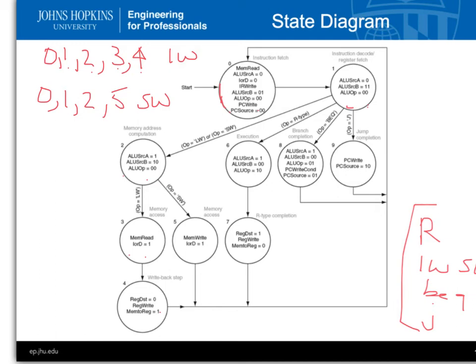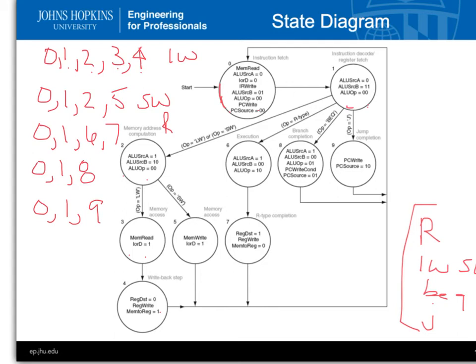R type is going to do 0, 1, 6, 7. So that's 4 cycles. Branch on equal is going to be 0, 1, 8. And jump is going to be 0, 1, 9. So they're each 3 cycles and 3 micro instructions. So hopefully now all that stuff from earlier is a little more clear.